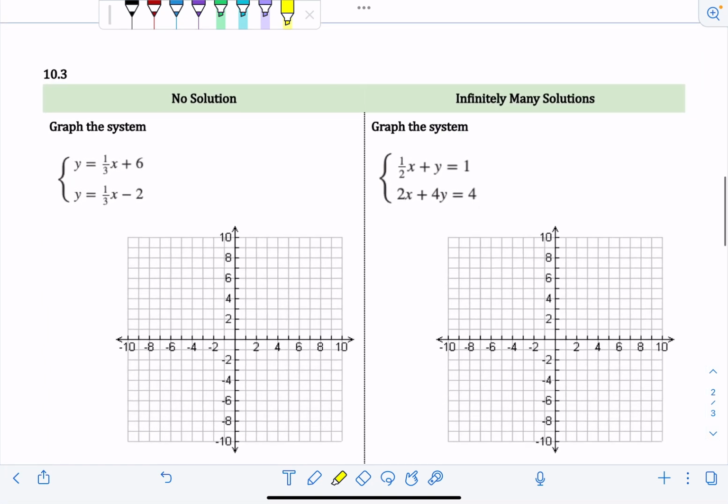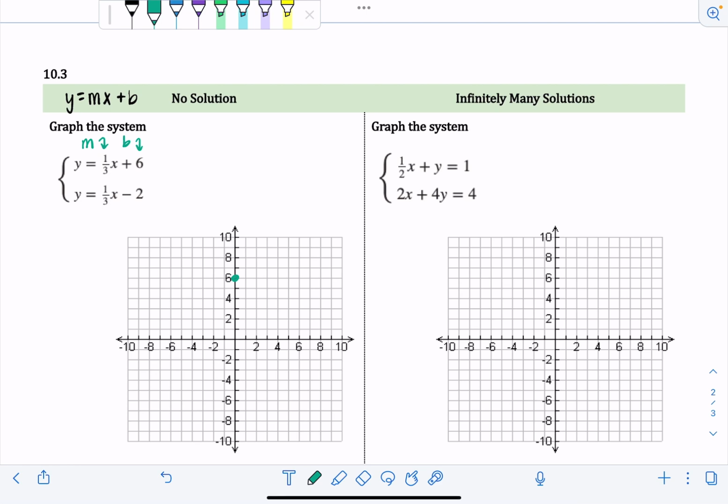So if we go to 10.3, there's two special situations where you could have either no solution or infinitely many solutions. The first one, no solution, we're going to graph these two equations. The first one, y equals 1/3 x plus 6. So m is 1/3, b is 6. Remember, we're getting these variables from y equals mx plus b still. So b is 6, that tells us where to start on the y-axis. So I go on the y-axis to 6 and I put a point there.